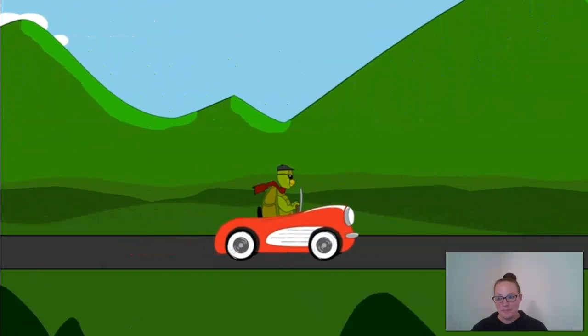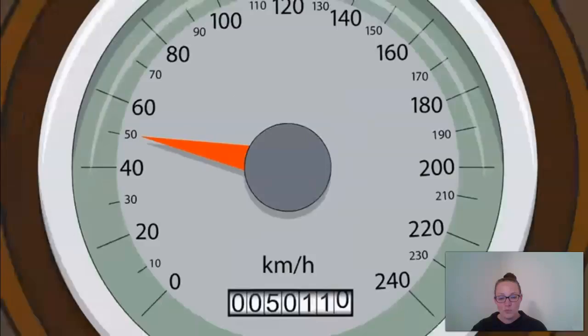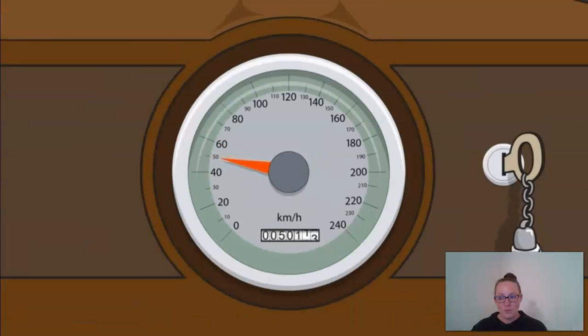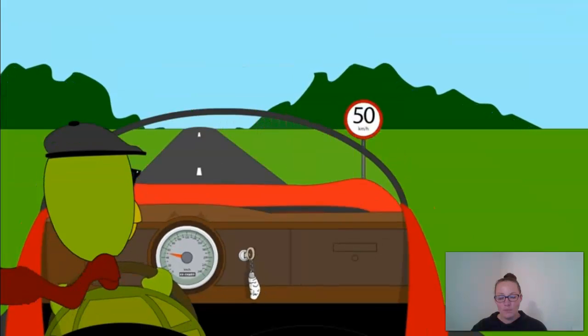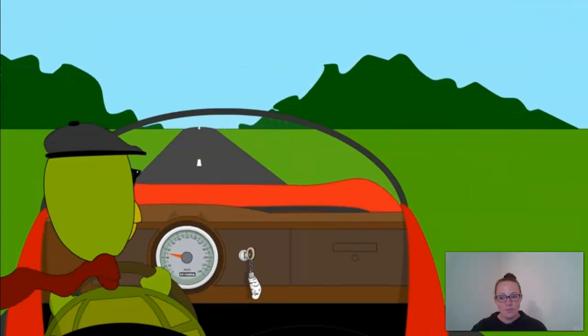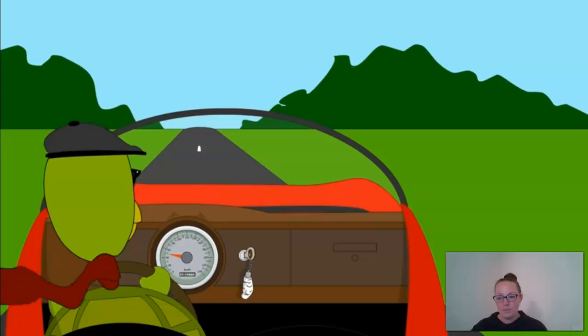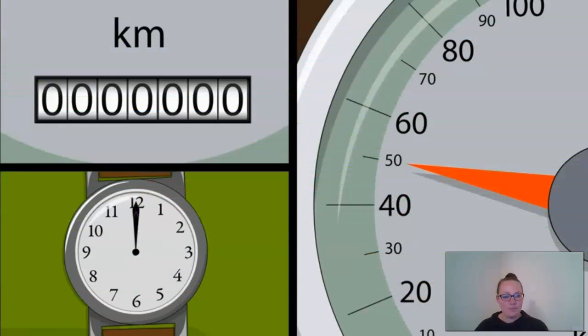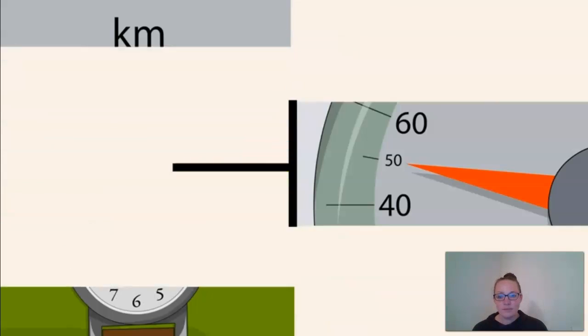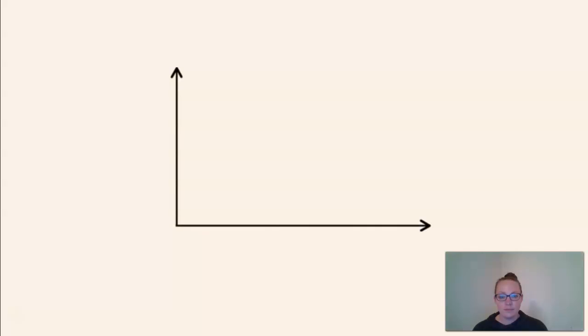Automobiles come equipped with speed measuring devices called speedometers, which indicate speed in miles or kilometers per hour. The indicated speed tells us how many miles or kilometers we would travel in a single hour, assuming we traveled at a constant speed for the entire hour. Let's say that we are traveling at a constant speed of 50 kilometers per hour.